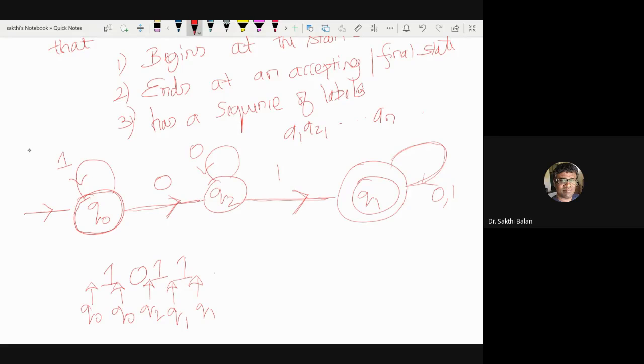Right? So you start with Q0, this is the start state, and you end up in Q1 after reading all the symbols, and now Q1 is a final state. So you are reaching a final state after reading all the symbols. Then that means this string will be accepted. So this string is accepted by the given finite automata.